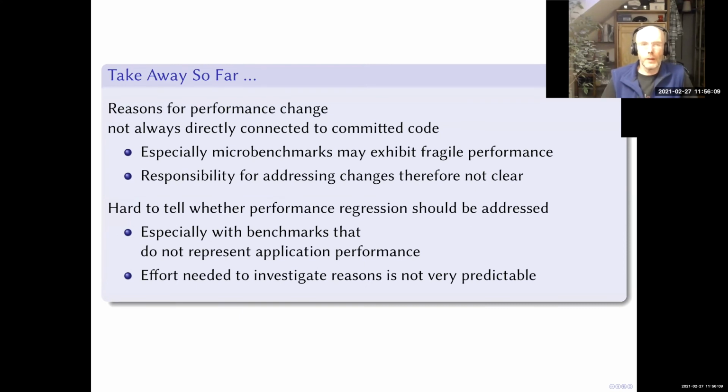My takeaway from this would be the reasons for a performance change aren't really always directly connected to committed code. Especially in micro benchmarks, they may exhibit quite fragile performance. And it's not really always the case that the author of the commit that led to the performance change would be the person that should be fixing it. Sometimes the commit just reveals a different set of things that happen inside a compiler.